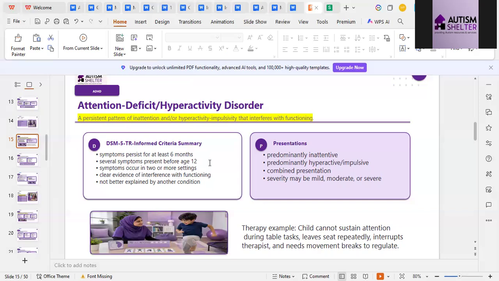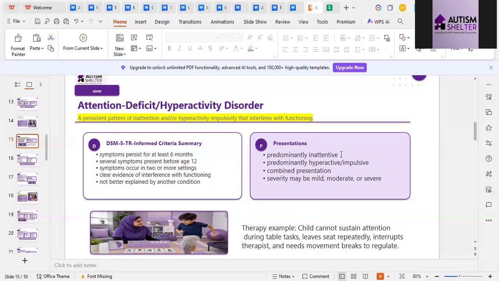The symptom persistence: what was the duration in months, and then you have to look at the age, when the symptoms started to appear. Okay, and then you have to look at how many settings it's affecting, like home, school, community, each and everything. You have to look at the different settings. Okay, you have to be very careful about the presentation.